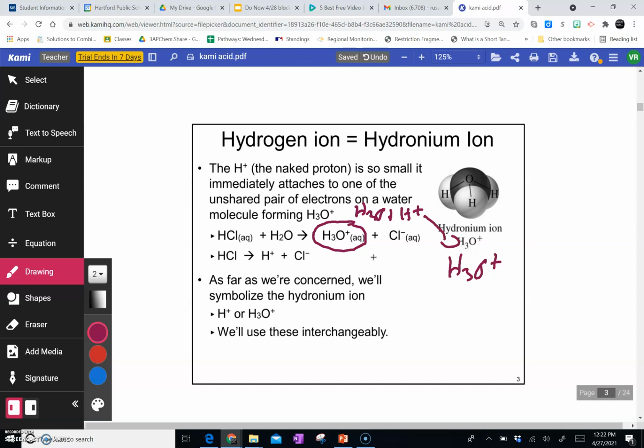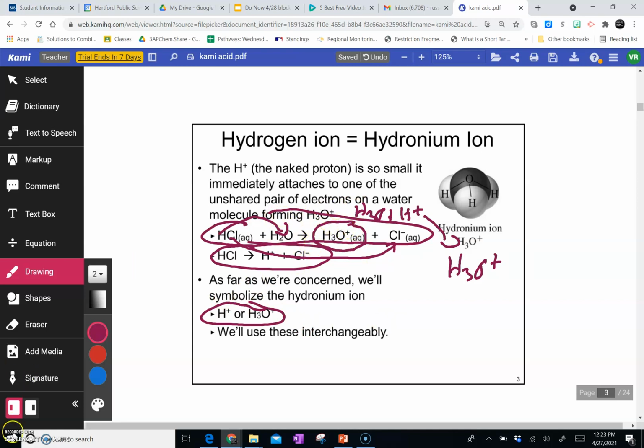So you can write the dissociation of an acid either this way with water, where this is losing the chlorine and the H is hopping onto the water to become hydronium, or writing it the other way if they ask you to write the dissociation of an acid. Either is correct, and you use these interchangeably when showing the dissociation of an acid.